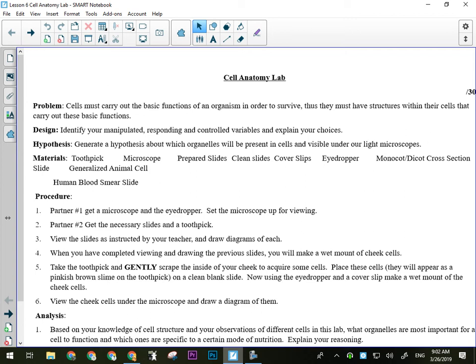So that's our problem. Cells carry out the basic functions of an organism in order to survive. Thus, they must have structures in their cells that carry them out. We're going to figure out which ones.